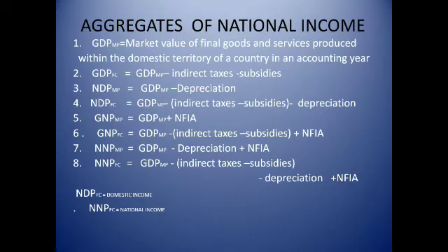The eighth value is NNPfc. NNPfc means national income. So NNPfc is equal to GDPmp minus indirect taxes minus subsidies minus depreciation plus NFIA. That is gross domestic product at market price minus net indirect taxes minus depreciation plus net factor income from abroad. Always keep in mind that NDPfc means domestic income and NNPfc means national income. You should be thorough with this.